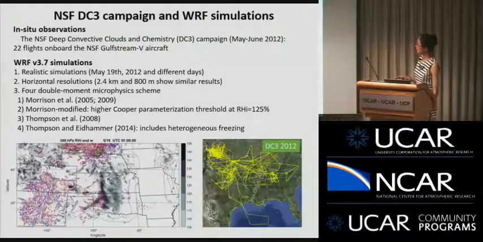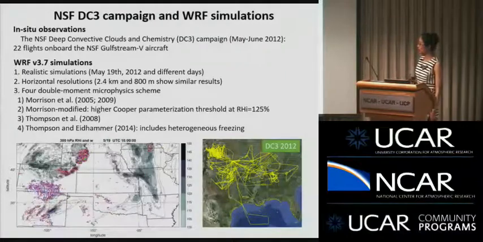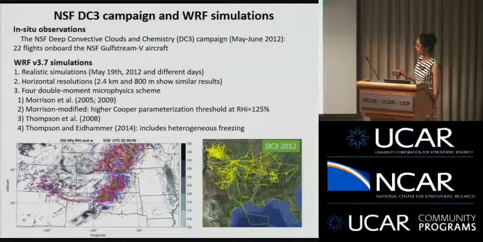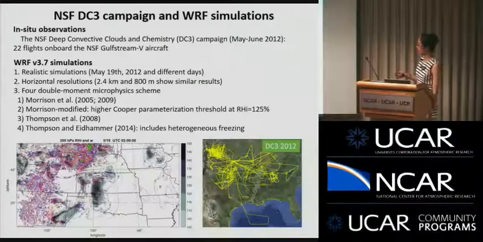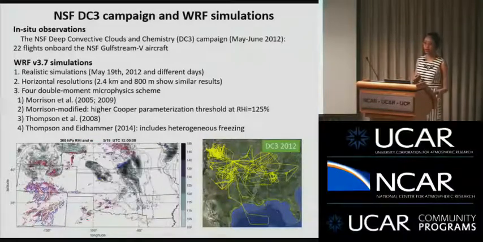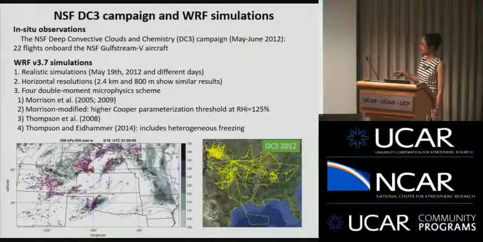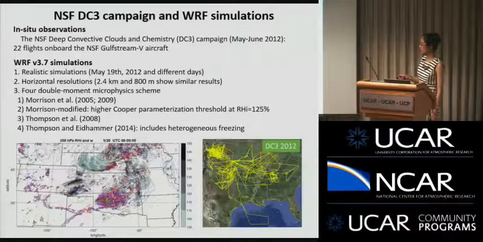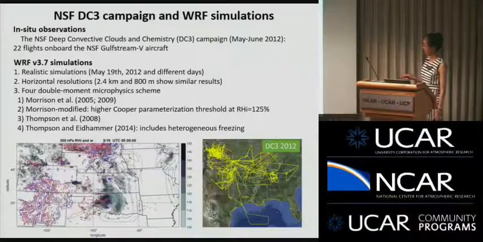So with this type of comparison, I'm trying to evaluate 4 double moment microphysics schemes. The first one is the default Morrison double moment scheme. The second one is where we modify the Morrison scheme by increasing the Cooper parameterization threshold from 108% to a new value of 125%. The third one is the 2008 Thomson scheme, and the fourth one is the Thomson-Eidhammer 2014 scheme, which includes heterogeneous freezing of ice crystals.